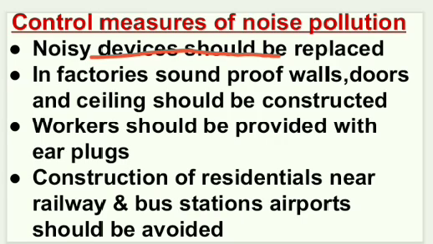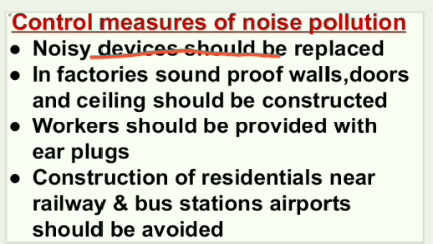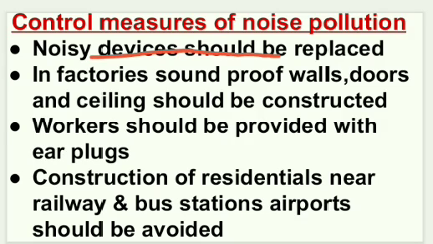To replace noisy devices, replacing noisy parts is essential. Effective cushioning should be there to minimize vibrations. Proper greasing and oiling is essential to avoid friction, and using proper silencers are effective ways to minimize noise pollution at source level. Proper greasing and oiling must be there to avoid friction, and proper silencers to have effective noise pollution control.